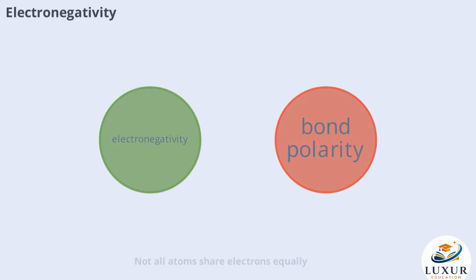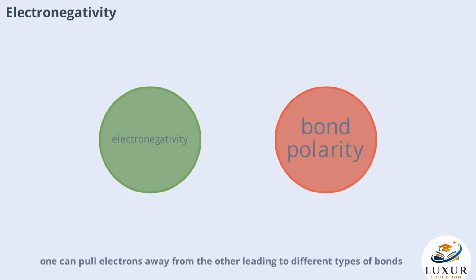Not all atoms share electrons equally. Electronegativity is a measure of how strongly an atom attracts electrons in a bond. In the periodic table, electronegativity increases from the bottom left to the top right, with fluorine being the most electronegative element. When 2 atoms have a big difference in electronegativity, one can pull electrons away from the other, leading to different types of bonds. Understanding electronegativity helps explain why some molecules are polar and others are not.